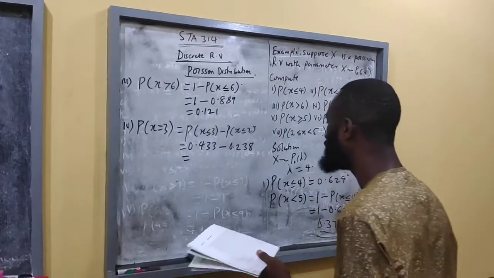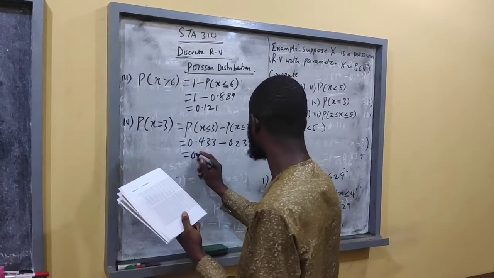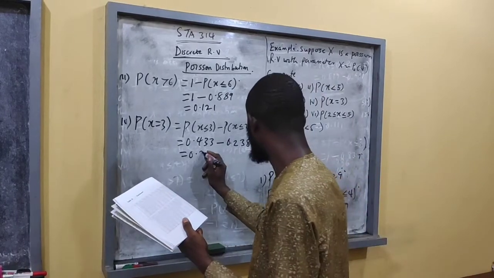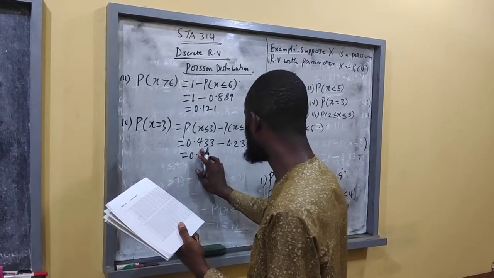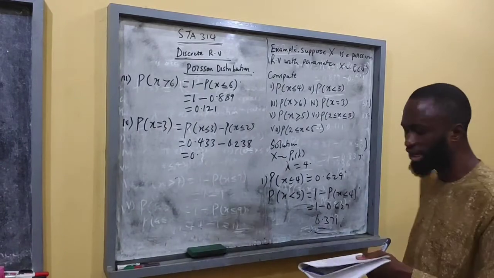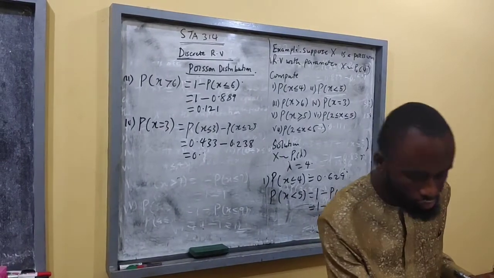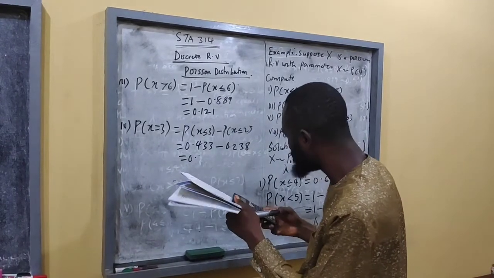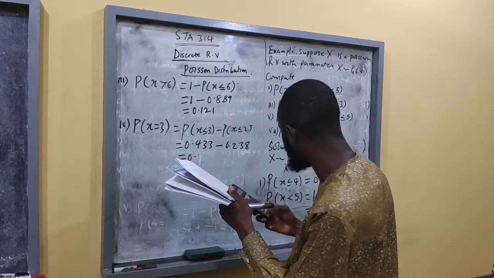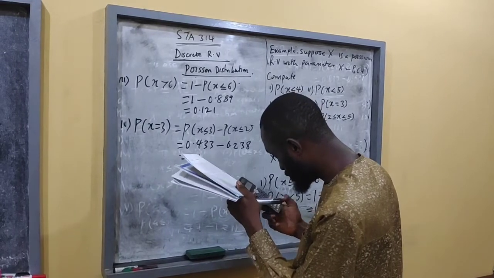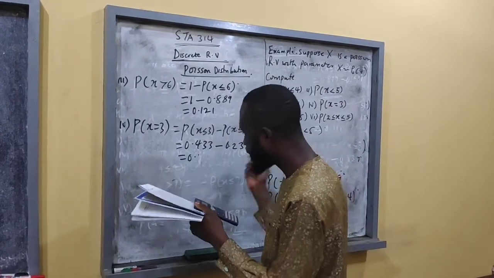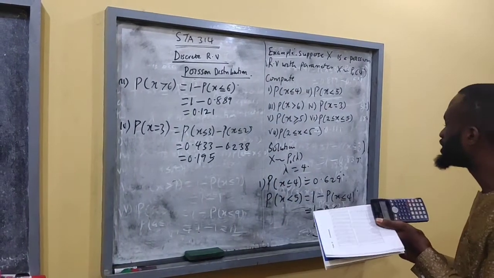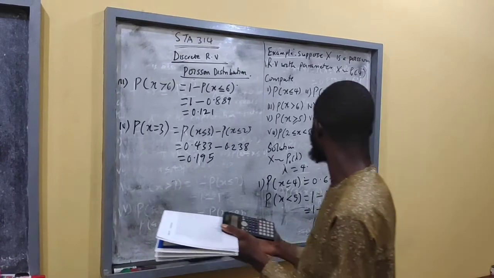And what is that? If I subtract this, what is the difference? Let me use my calculator so that I will get the accurate value. Now I'm going to have 0.433 minus 0.238. This is 0.195. That is that.